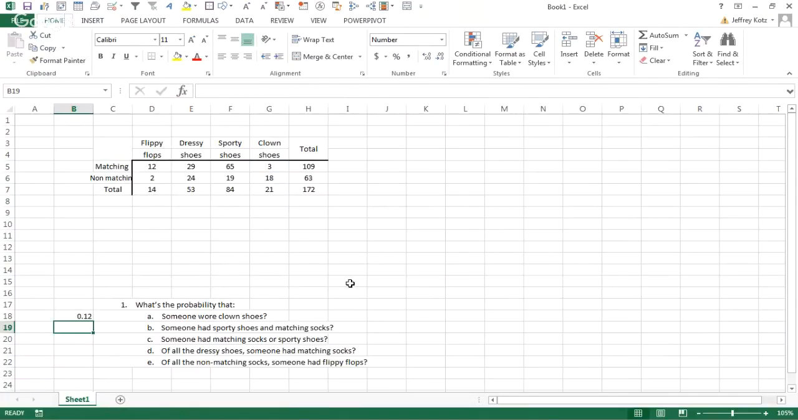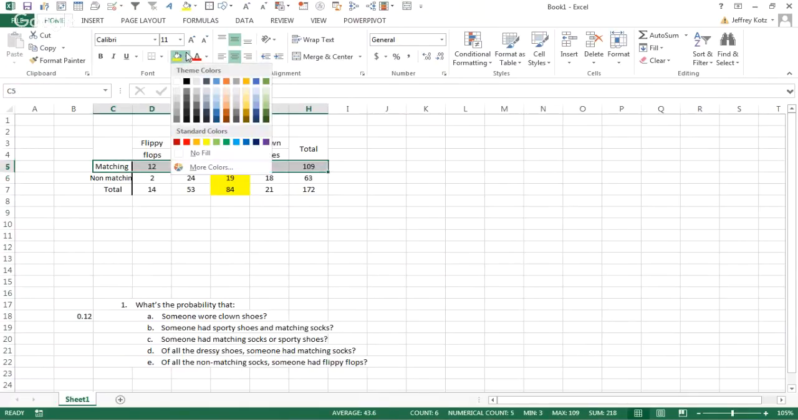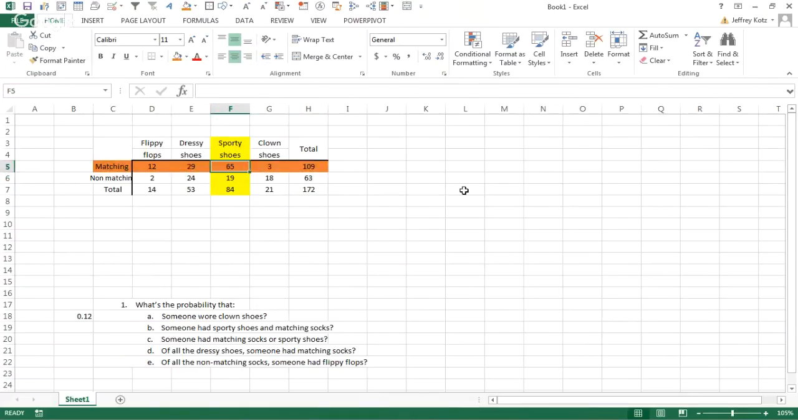So if someone had sporty shoes and matching socks, 84 people had sporty shoes, 109 people had matching socks, but their intersection, the intersection of sporty shoes and matching socks, well, that's 65 people. 65 people divided by a total of 172 means about 38% of people had sporty shoes and matching socks, and is the intersection. C, what's the probability someone had matching socks or sporty shoes?